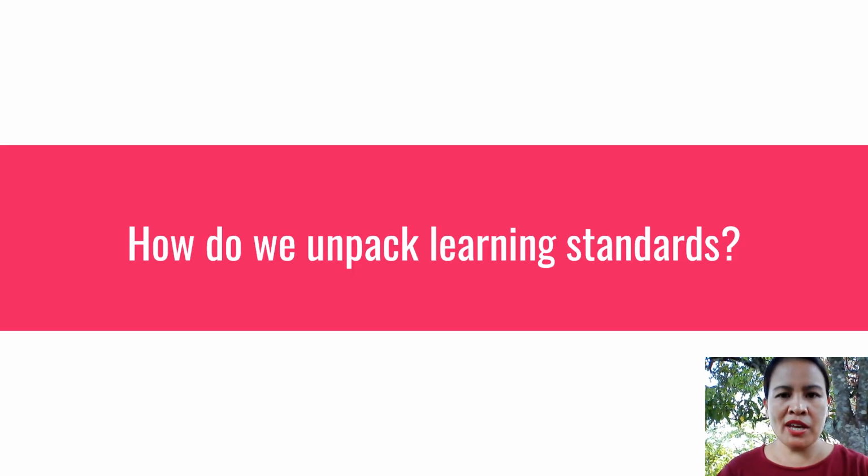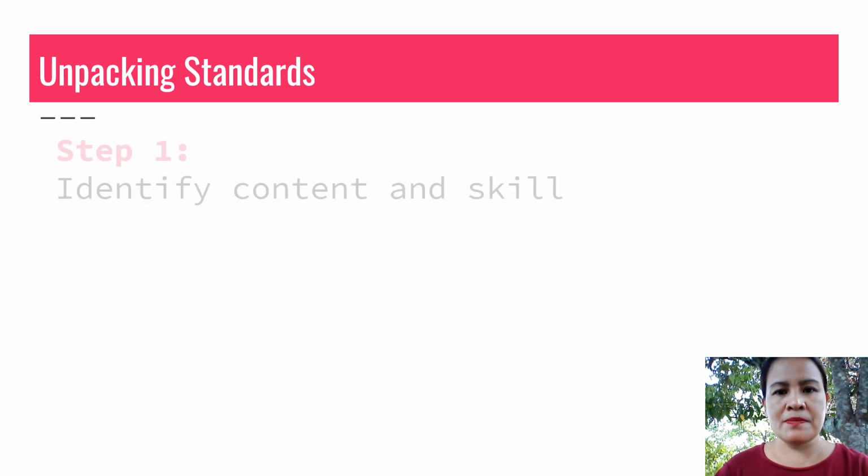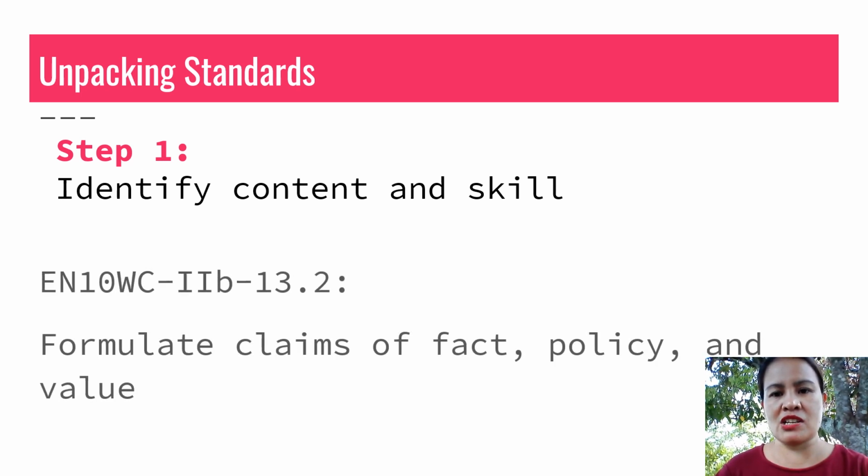Okay, so how do we unpack learning standards or competencies? Do we need to unpack all of them? We learn the answers to these questions today. So step 1 in unpacking standards or competencies is identifying the content, skill, or the verb and the noun. So in this example from English 10, can you identify the content and the skill or the verb and the noun?